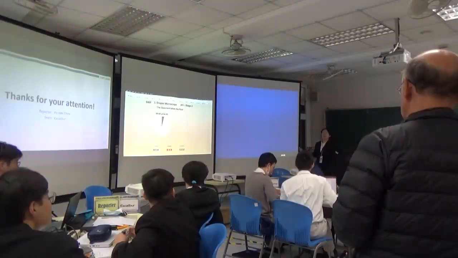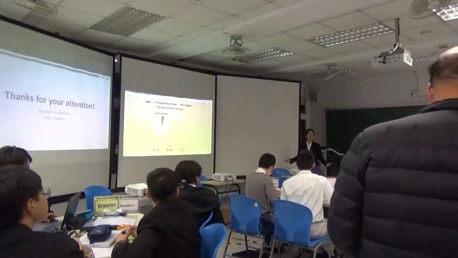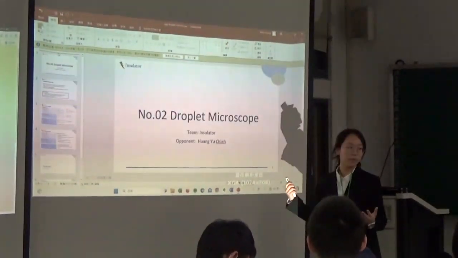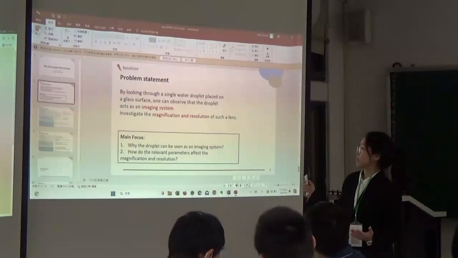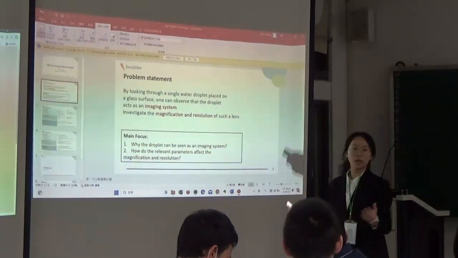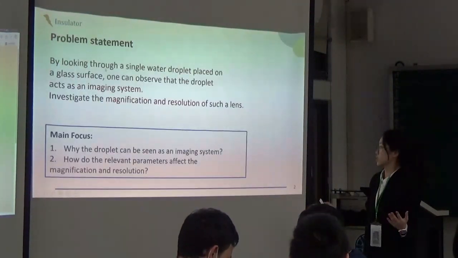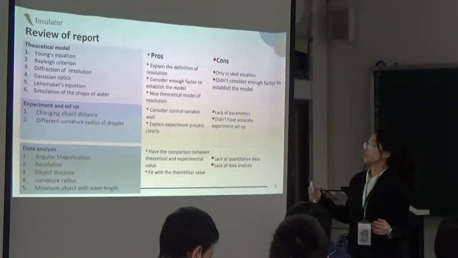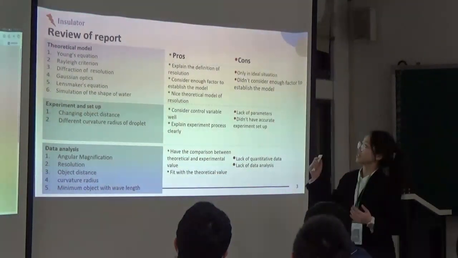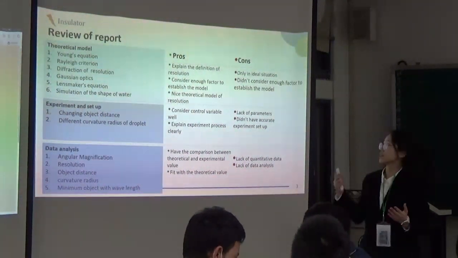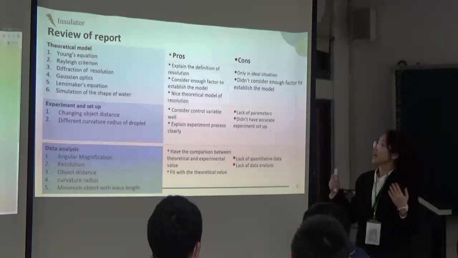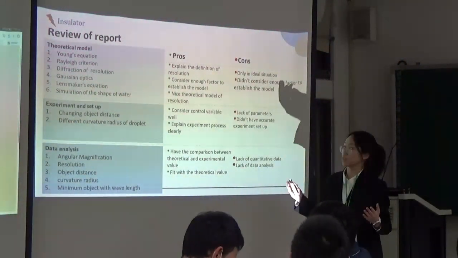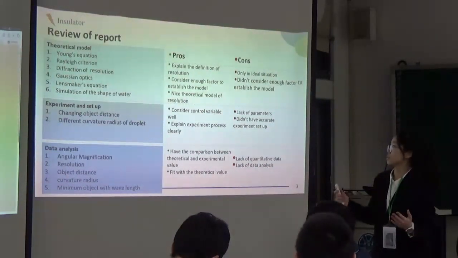So, hello everyone, my name is from Eastleigh, and now I'm going to oppose problem number 2, droplet microscope. In my presentation, I will mainly focus on whether a droplet can be seen as an imaging system, and how the relevant parameters affect the results. To overview the reporter's theoretical model, he used Young's equation, the Rayleigh criterion, different directions of resolution, Gaussian optics, the lensmaker's equation, and a simulation of the shape of water.